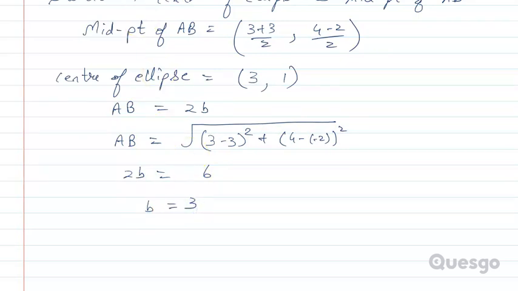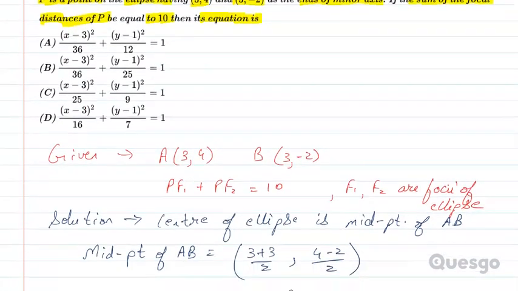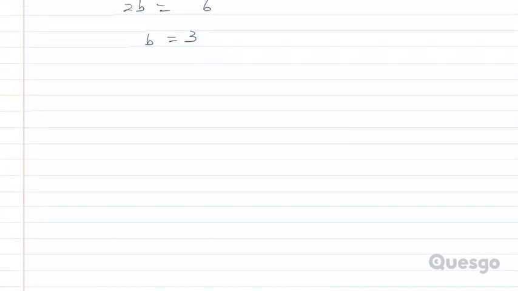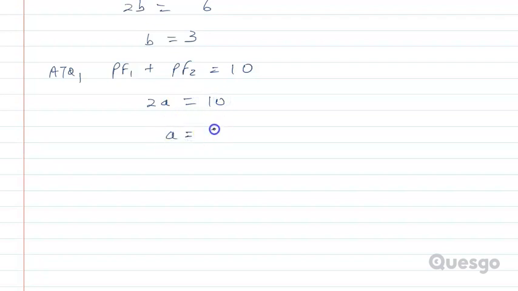Now what else is given to us? That the sum of the focal distances of P equals 10. तो वो PF1 plus PF2 के equal होता है. So we can write PF1 plus PF2 is equal to 10 according to the question. Now PF1 plus PF2 ये किसके equal होता है? By definition of ellipse, this is equal to 2 times a, that is nothing but length of major axis. This is equal to 10. तो यहाँ से a आ जाएगा 5.